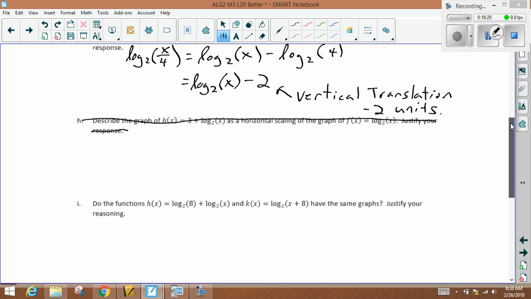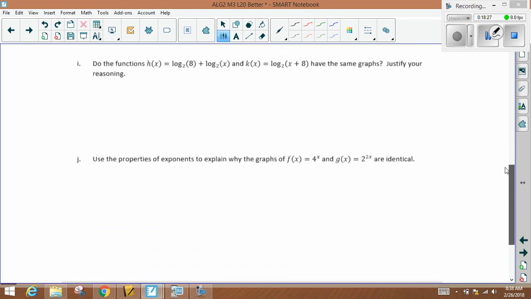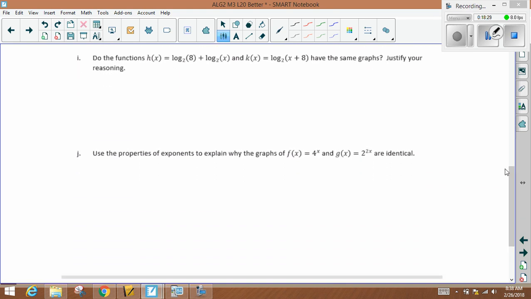Okay. Moving right along. Now, are these the same? Let's go ahead and justify our reasoning using technology. First of all, I just cannot stand that this is 3 plus log base 2 of x, right? I don't like that. 2 to what power is 8? 3. So let's make it a 3.